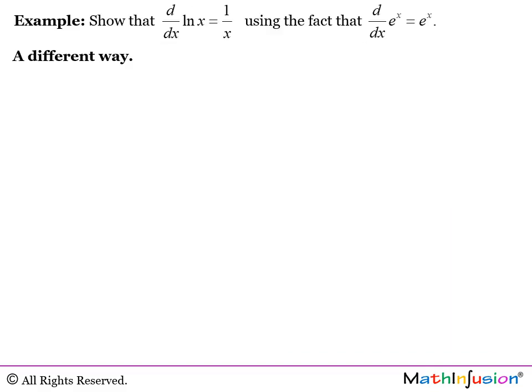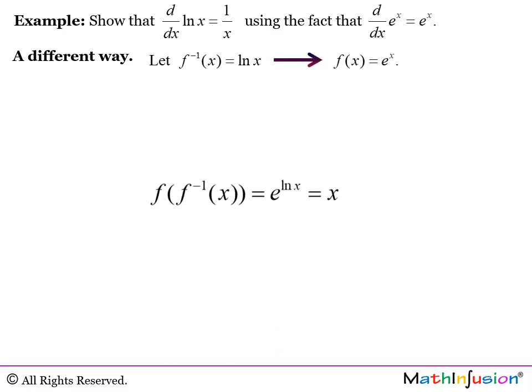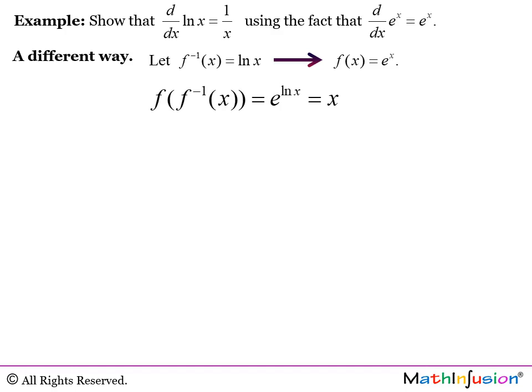We are now going to approach this in a different way. Let's assume that the inverse function is ln of x. Obviously, if the inverse function is ln of x, then the function f(x) is e to the x. Let's now compose the two functions. f composed with the inverse of f of x is always x, but in this case, if you see, it's e to the ln of x.